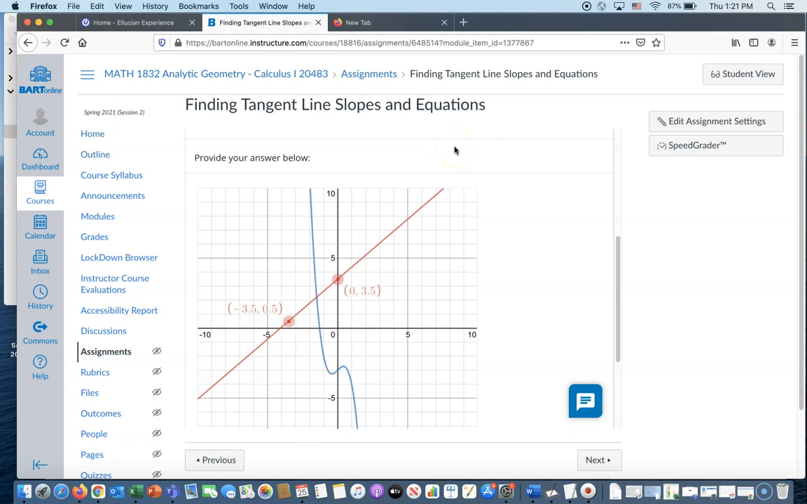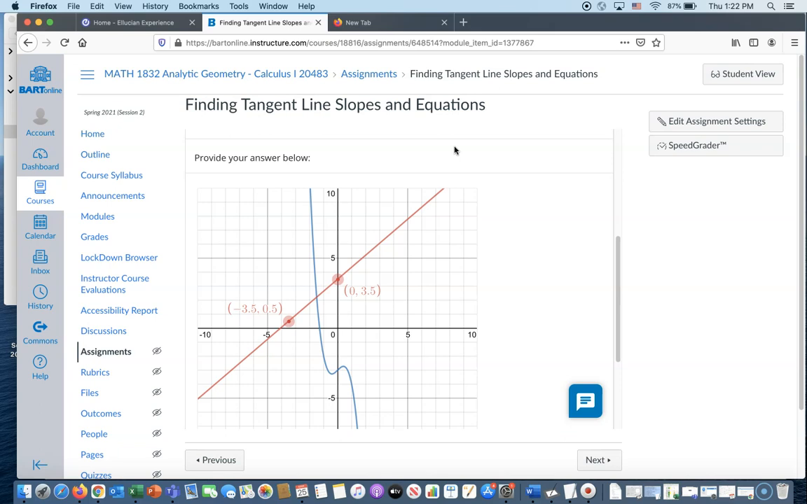Hey guys, here's a video that's going to help you work through a couple of problems in the homework for finding the tangent lines for certain equations. This is again as part of the application module of the derivatives that we're looking at.